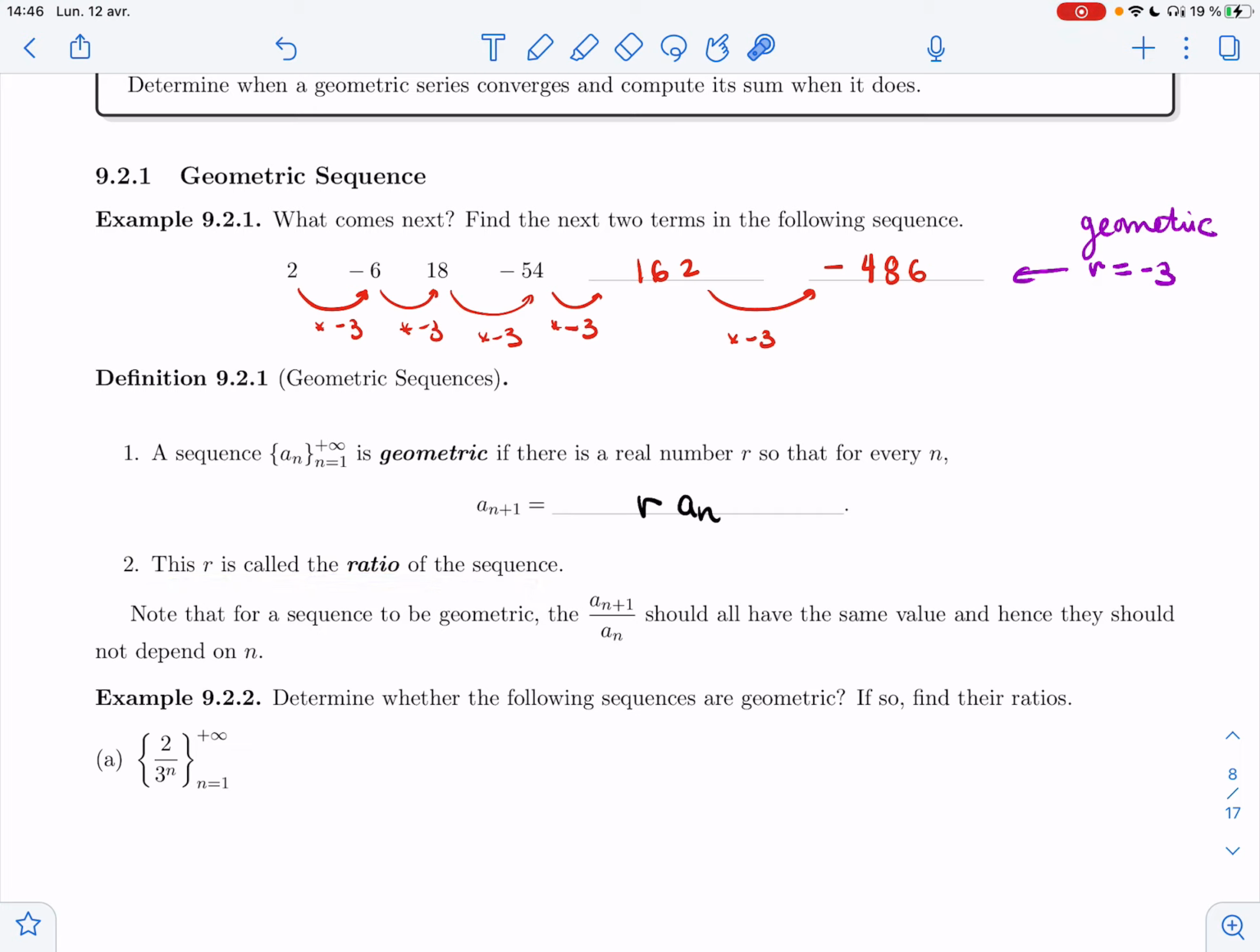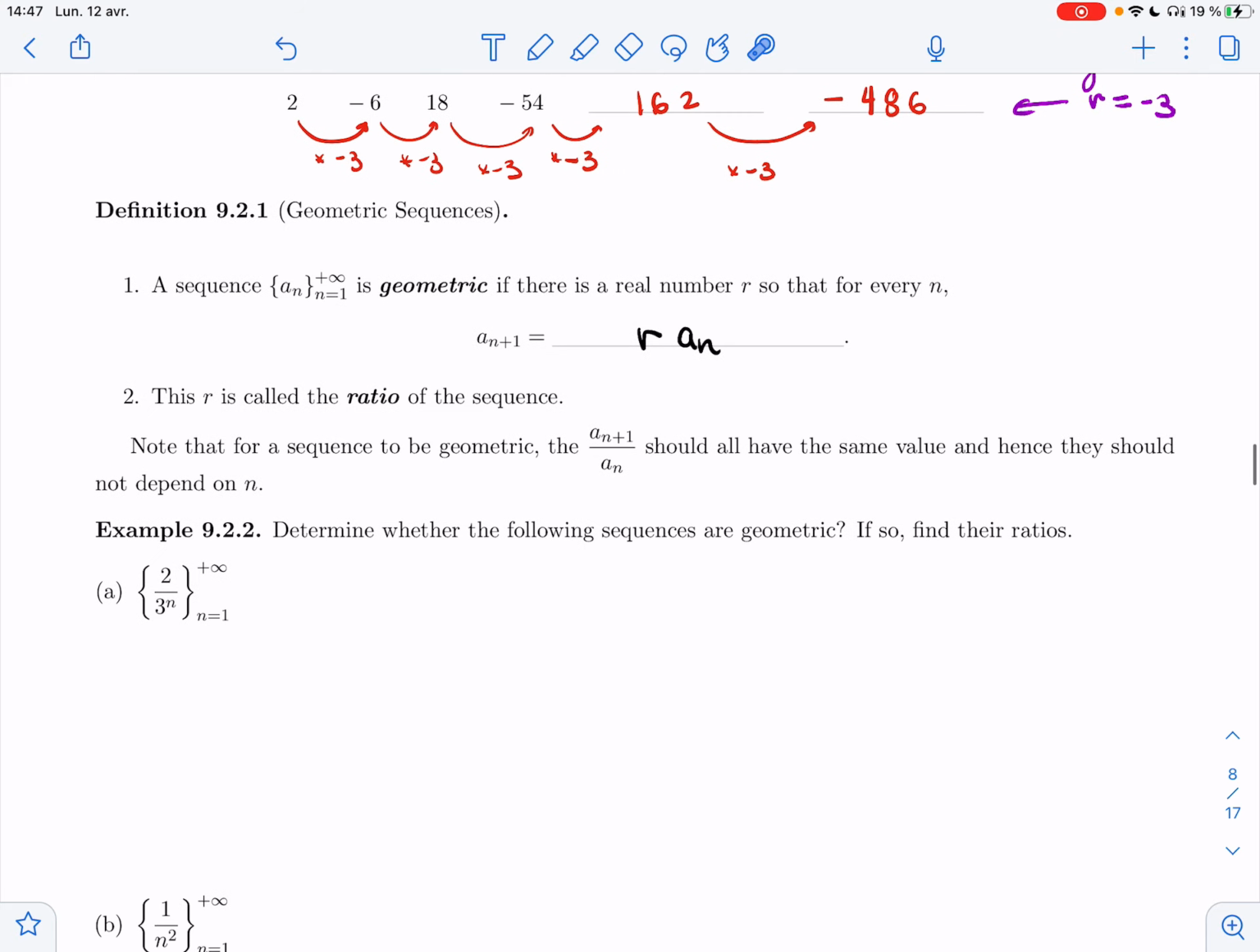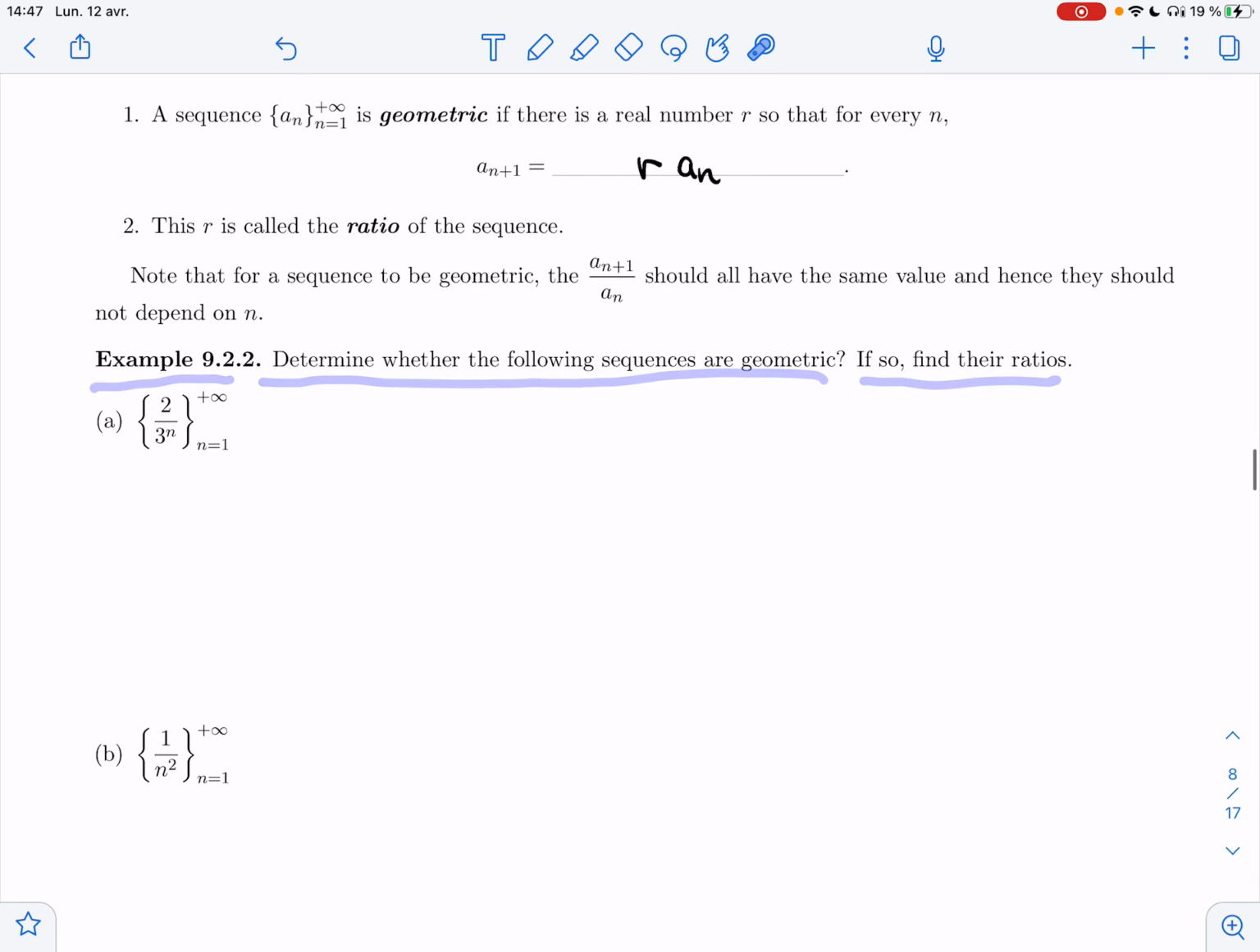It's called the ratio because for a sequence to be geometric, if you look at what r is, you're going to put a_n to the side, a_(n+1) over a_n, that's the ratio. So a_(n+1) over a_n should always have the same value, and hence should not depend on n. All right, so the first thing I want to do is check whether a sequence is geometric, and if it is, find its ratio. So example 9.2.2, determine whether the following sequences are geometric. If so, find their ratios. And we'll worry about sums and everything like that afterwards.